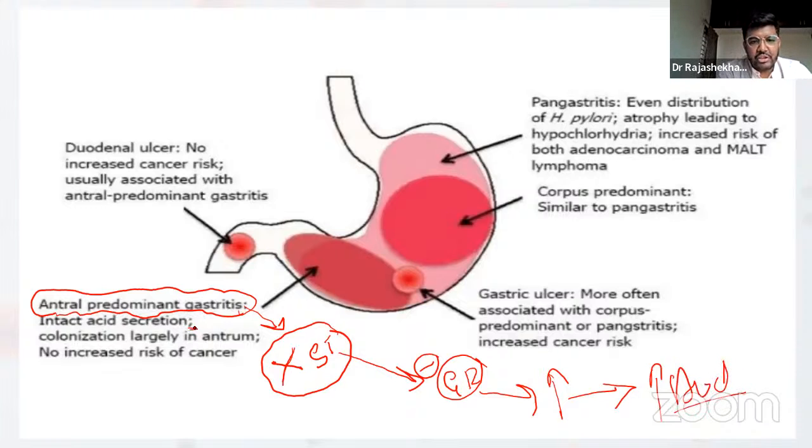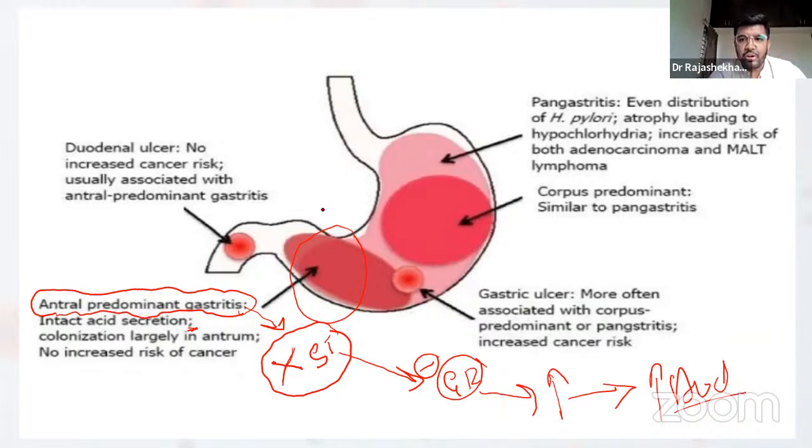So the acid secretion is intact. In turn, the acid secretion is increased in this particular site, that is the antrum of the stomach. So the ulceration is very common in the antral predominant gastritis. So this is very important.